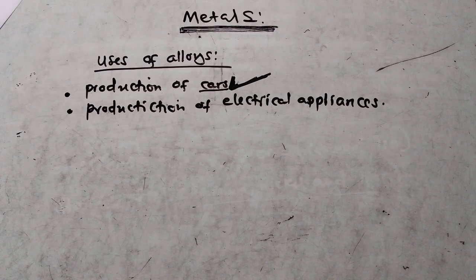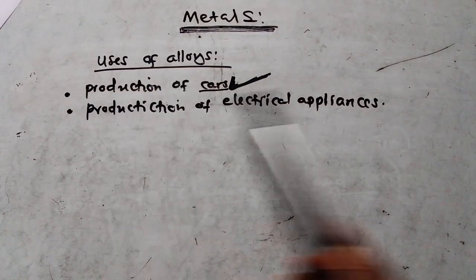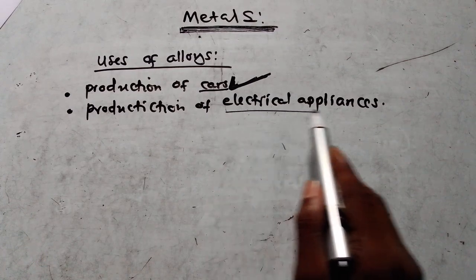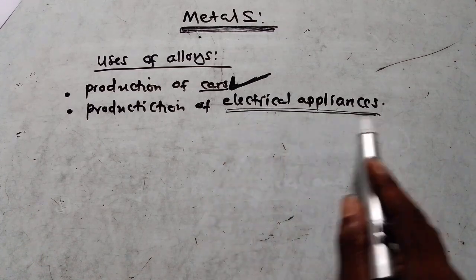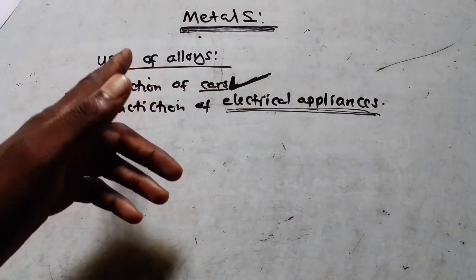TVs. Remember, in a TV, there's what we call copper. There are a lot of metals, a lot of alloys, and these things are electrical appliances. These are appliances that use electricity. They are being made out of what? They are made out of alloys.